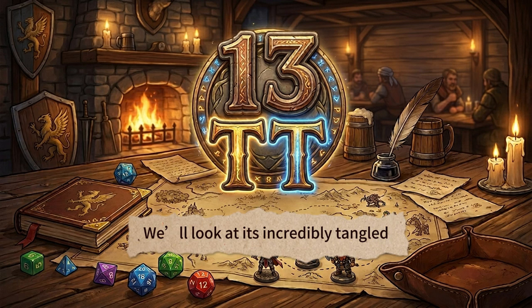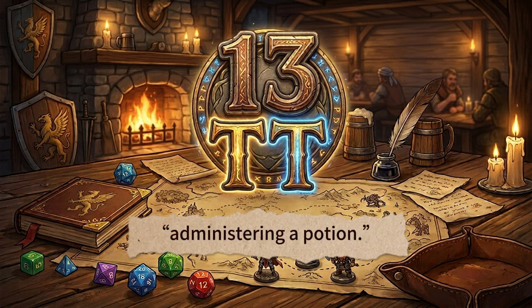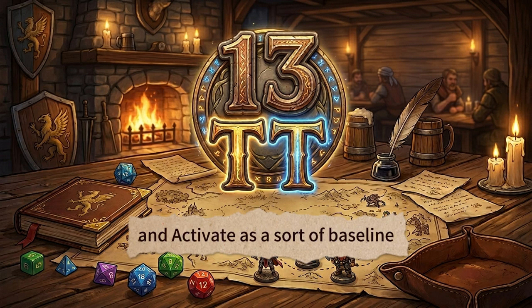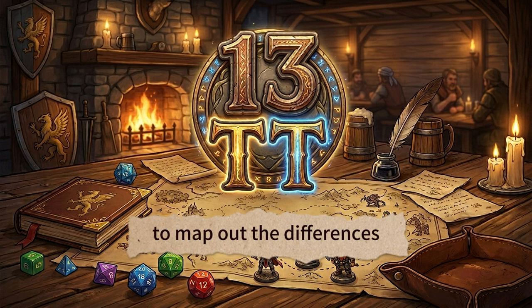We'll look at its incredibly tangled relationship with the activate activity. Now, activate covers a ton of different things, like firing off magic items and stuff like that. But the absolute classic example is drinking a potion or administering a potion. Finally, we'll use interact and activate as sort of a baseline to map out the differences between these major systems.